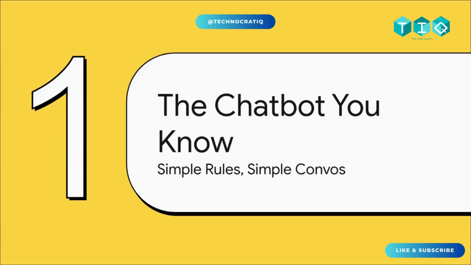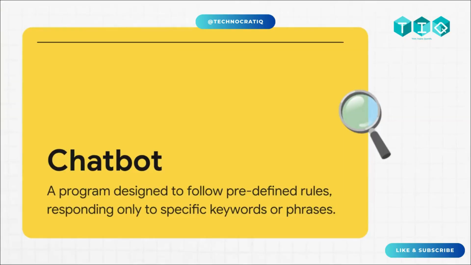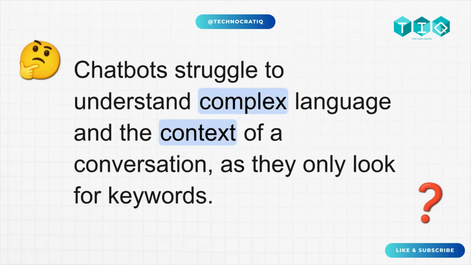So first, let's set a baseline. Let's talk about the tech that started this whole thing, the simple, rule-based chatbot. The best way to think about a traditional chatbot is to picture a vending machine. Seriously, it's programmed with a very specific menu of options. You can only press the buttons that are there, and it can only give you the snacks it's been stocked with. Ask for anything else, and you get nothing. It just can't help.